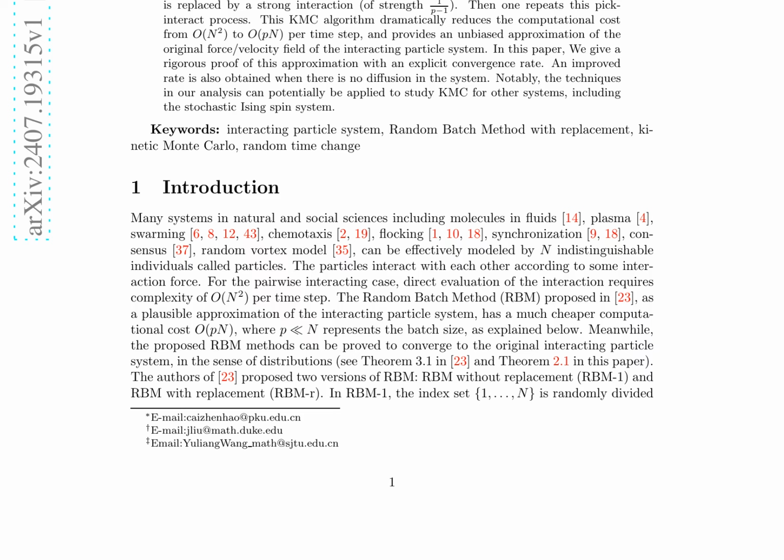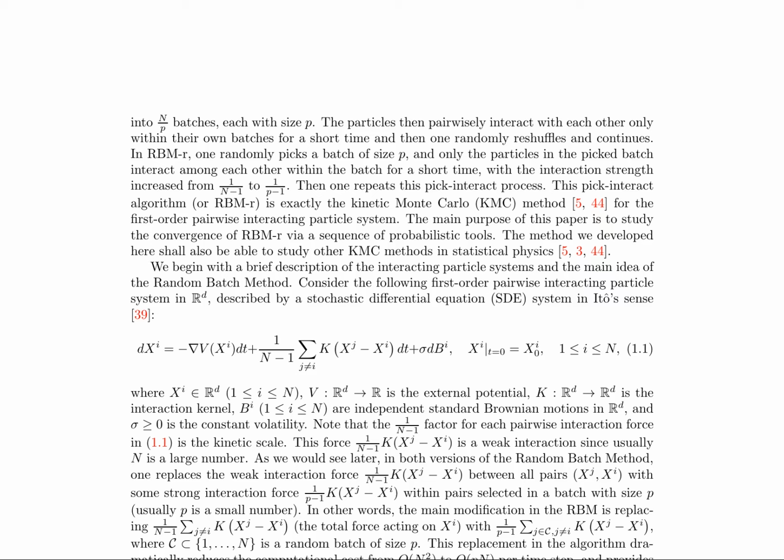The system consists of n indistinguishable particles, each interacting with each other according to some interaction force. The interaction force is a weak interaction, usually of strength 1/n, which requires O(n²) complexity per time step. In contrast, RBM-r replaces the weak interaction force with a strong interaction force 1/p within pairs selected in a batch with size p. This replacement dramatically reduces the computational cost and provides an unbiased approximation for the force-velocity field of the original interacting particle system.